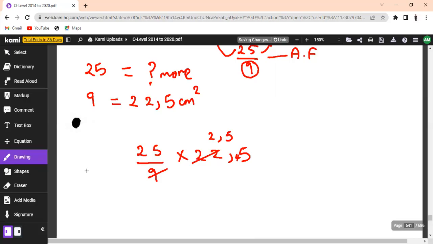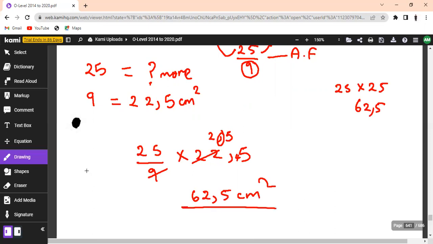So here, just multiply as usual, 25 times 25, which we know is 625. But how many decimal places do we have? We've got 1 decimal place, so it's going to be 62,5. So this will be 62,5 square centimeters. So that was the area of the bigger triangle.